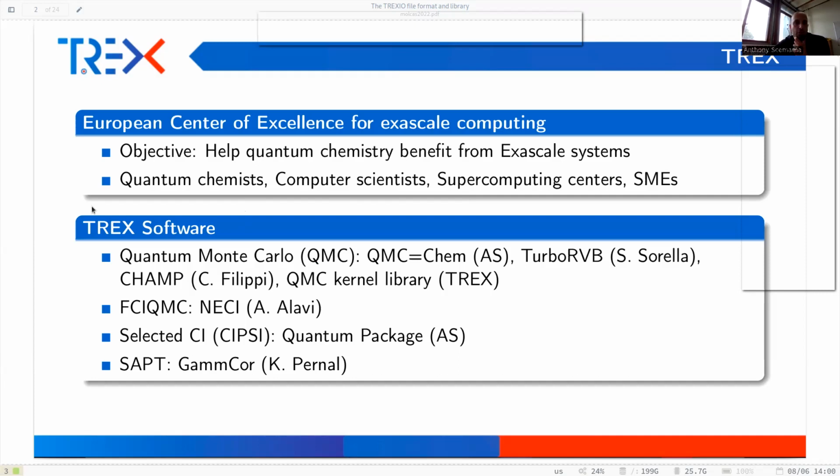The software we develop, we support in TREX. We have 3 QMC codes: QMC Chem, Turbo RVB, and CHAMP, and we are currently developing QMC KL, a quantum Monte Carlo kernel library. We also support the NECI code of Ali Alavi, Quantum Package, which is a selected CI general purpose code, and GAMCORE, which is the code of Katarzyna Pernal for doing SAPT calculations.